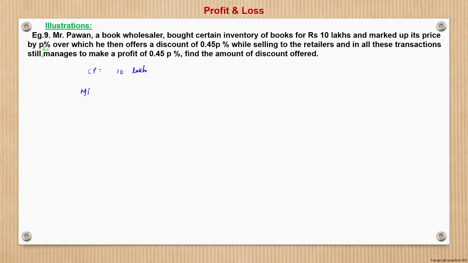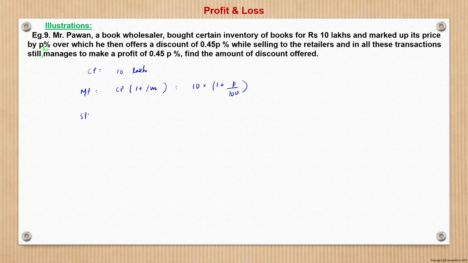So what will be the MP? MP will be nothing but CP into 1 plus percentage markup, right? So we can say that, keeping everything in lakhs terms, 10 into 1 plus P by 100. And this is the marked price, over which he allows a discount of 0.45%.